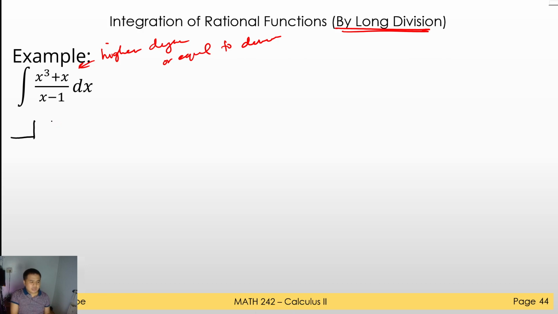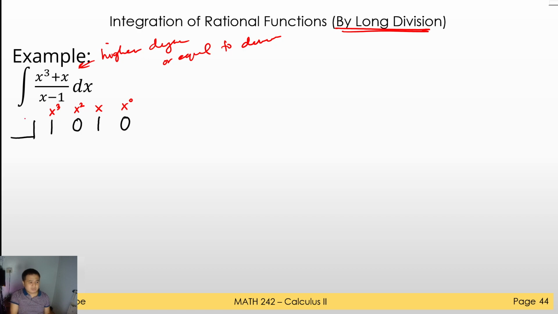So if you have x cubed plus x here, take note of what I'm going to do. So you have 1, 0, 1, and 0. So where did this come from? The numerator here is 1x cubed, right? So the coefficient is 1. And since we do not have an x squared here, this is 0. And then the coefficient of x is 1.